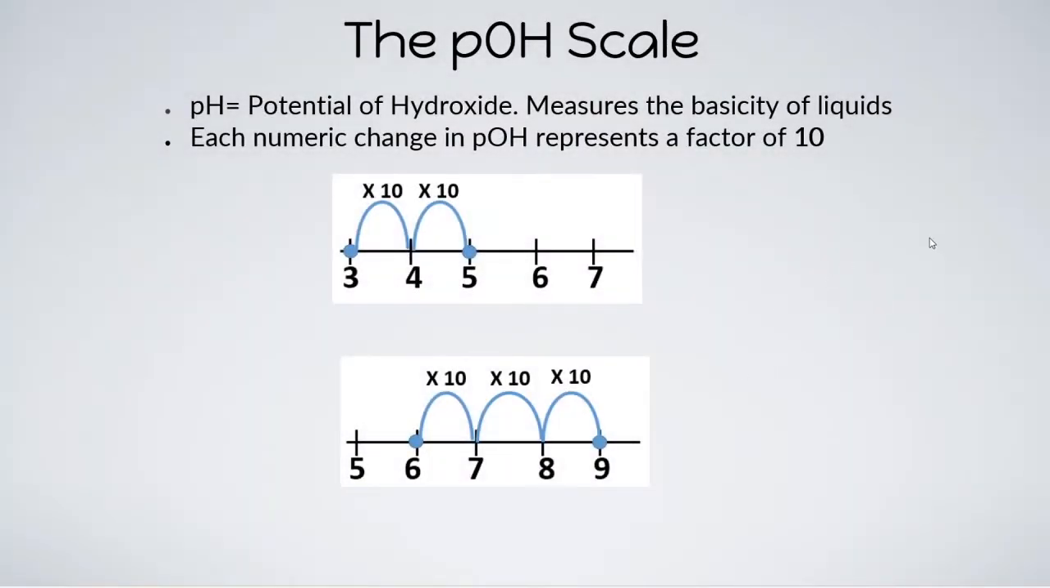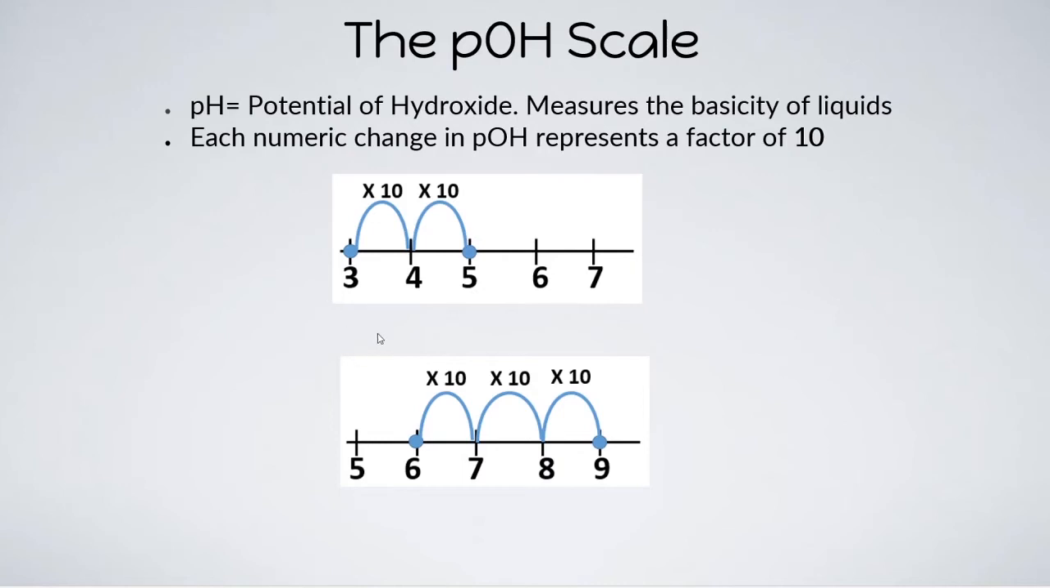The pOH scale is called the potential of hydroxide, and it measures the basicity of liquids. Each numeric change in the pOH represents a factor of 10. If it goes down, it is decreasing the hydroxide ions by a factor of 10. And if it's increasing, going more towards the base side, then we're increasing the hydroxide ions. Now, you will never hear anyone say pOH. You will always say pH, and it's the potential of having hydrogen or hydroxide.